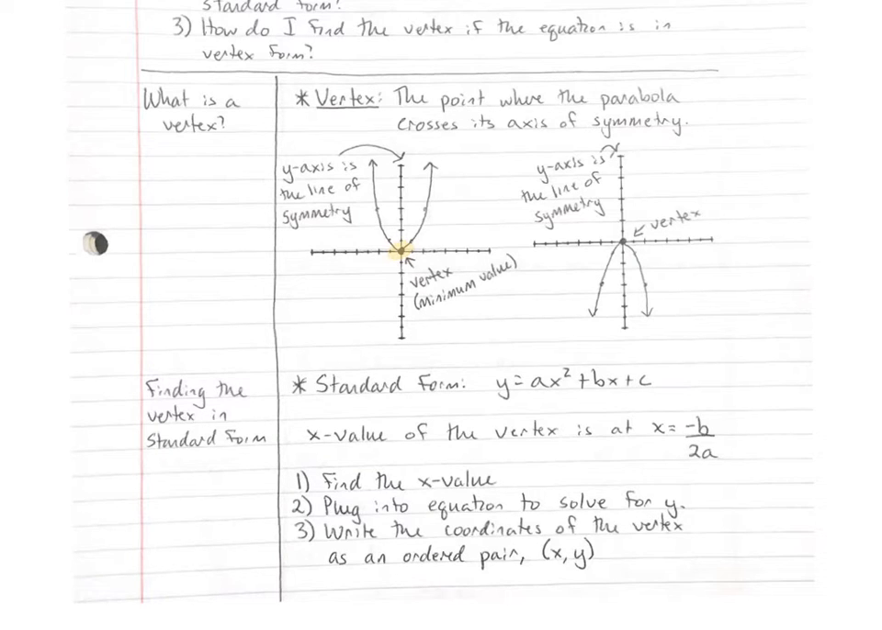When your parabola is shaped like a U, the vertex is your minimum value. The other option is where the parabola is upside down like an arch, and in that case, the vertex is the top of the parabola.